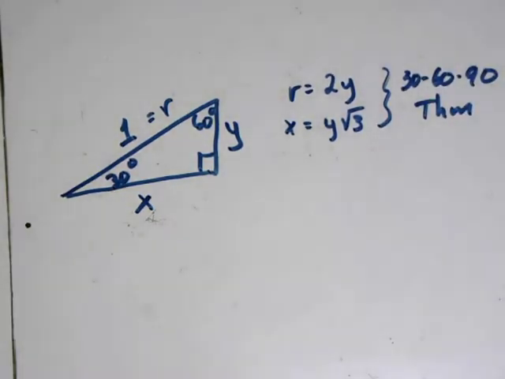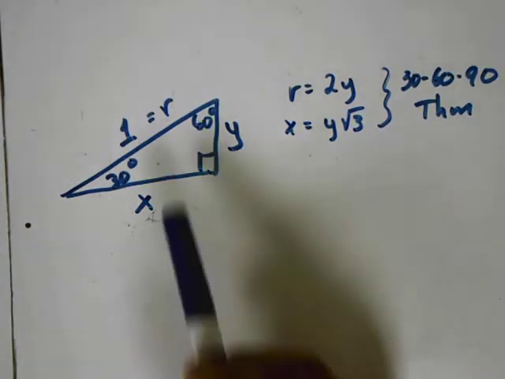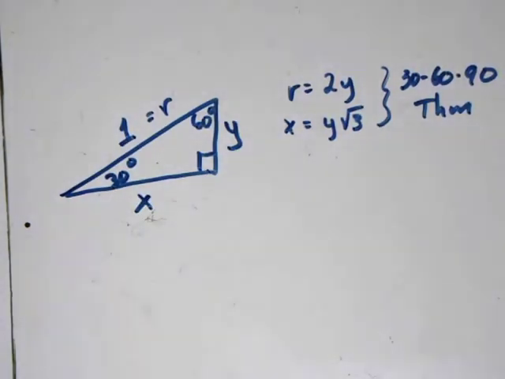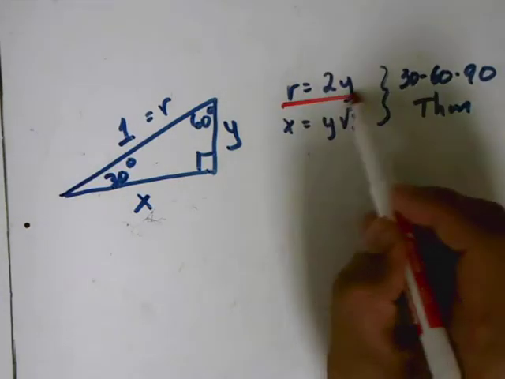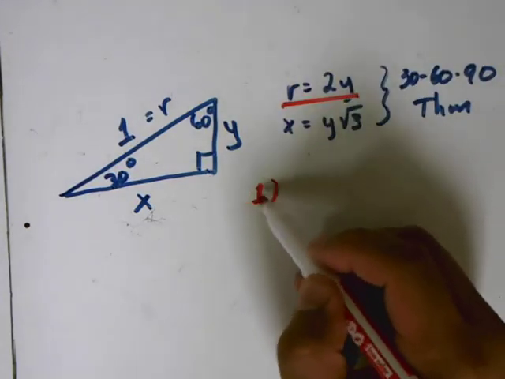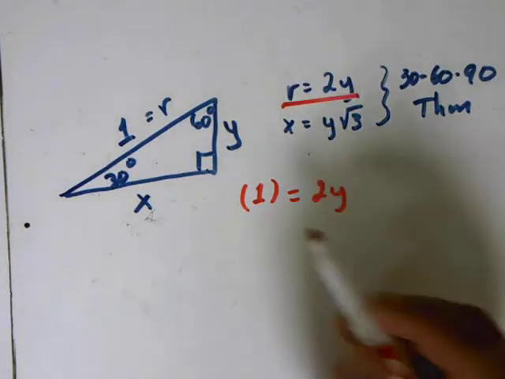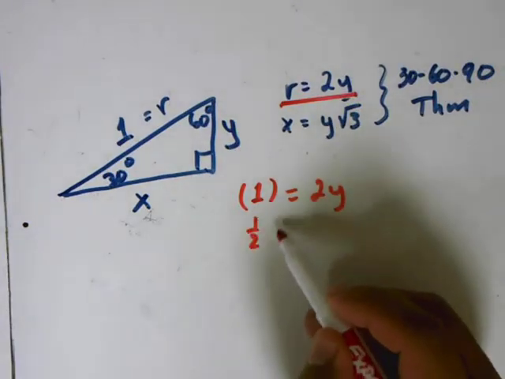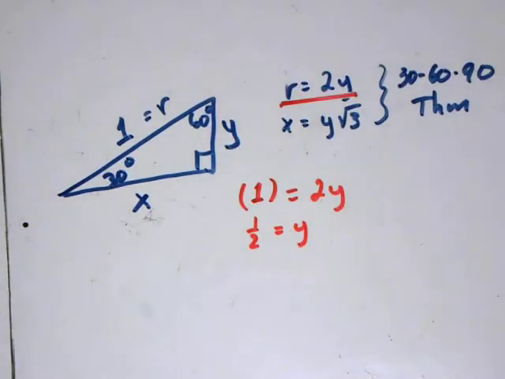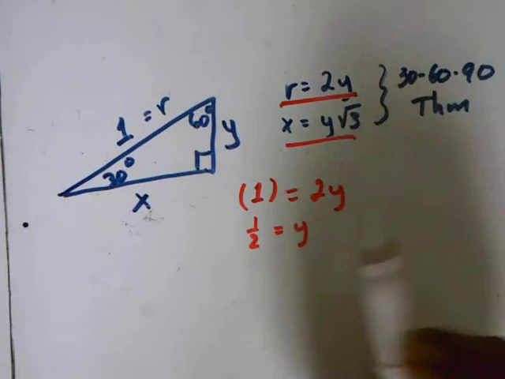Now I need to find the values for x and y. I already know r. Well, knowing r, I can take this equation and I can say, look, r is equal to 1. So 1 is equal to 2y, divide both sides by 2. That means y is equal to 1/2. Since y is equal to 1/2, I can use that fact to help me solve for x.